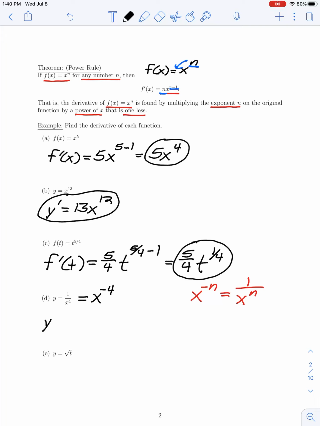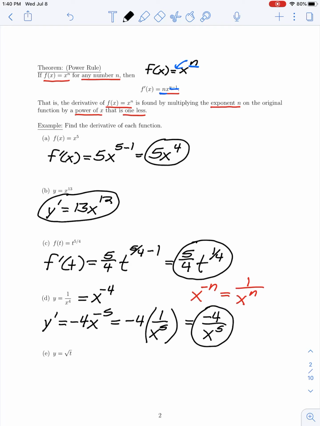we can make use of the power rule, which says that our derivative, y prime, would be negative 4 times x to the negative 5 power. Or if we want to rewrite this, we can think of this as negative 4 times, well, x to the negative fifth is the same as 1 over x to the positive 5 power. So we could also write this as negative 4 divided by x to the fifth power.